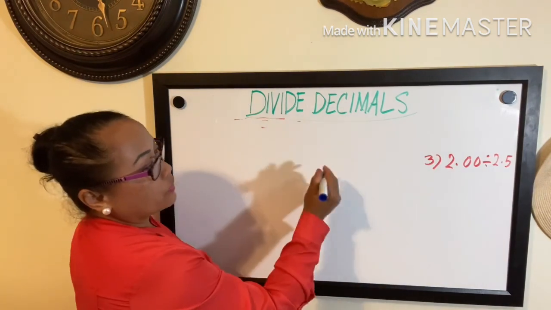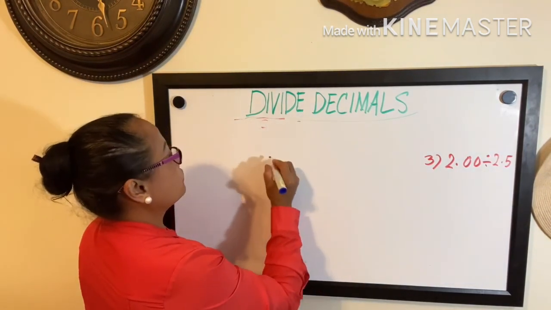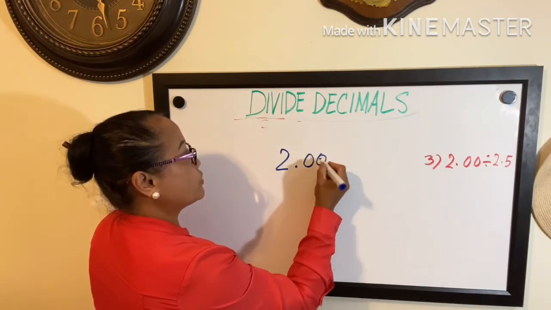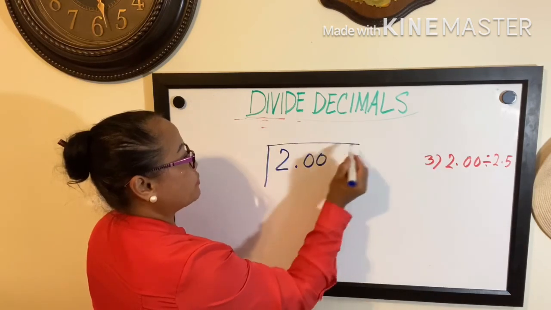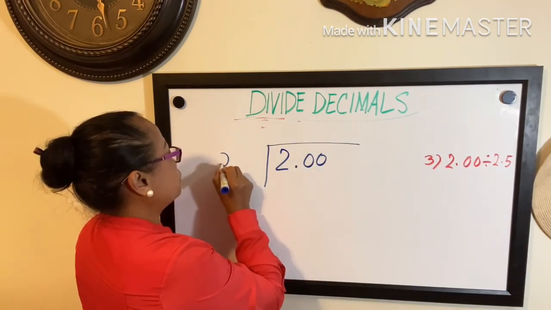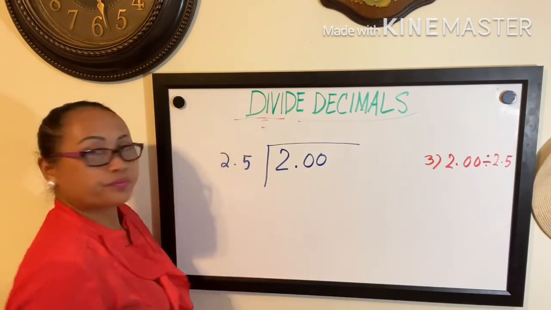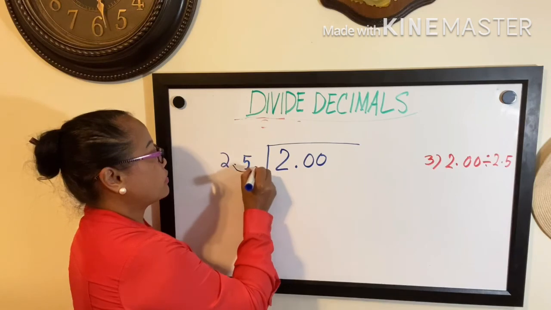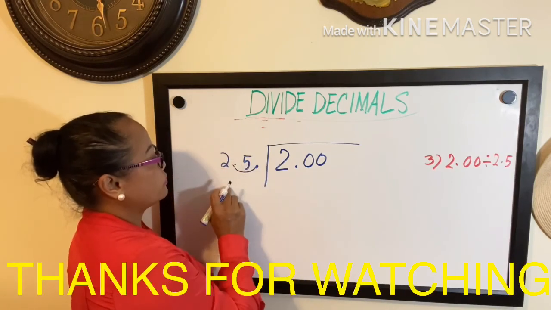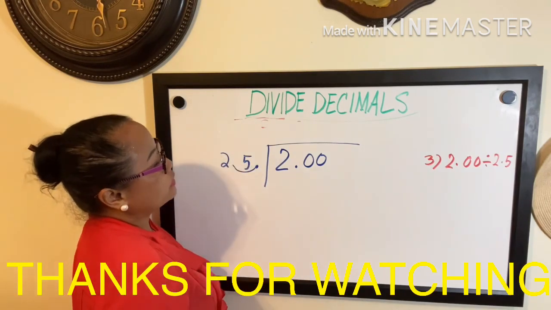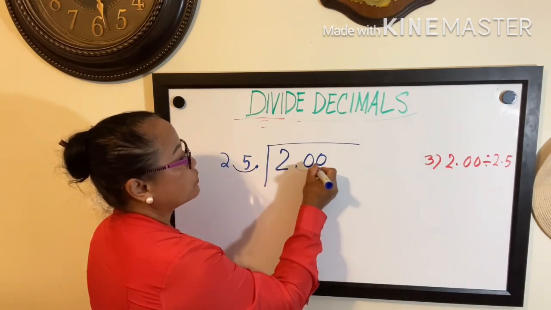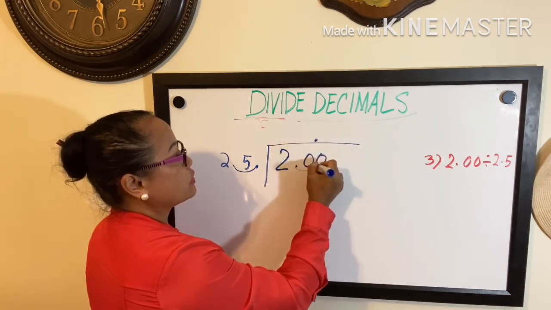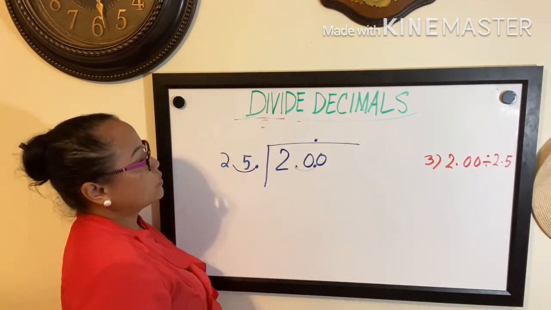Next, 2.00 divided by 2.5. Move the decimal point here, so it's here now. Then move 1 here too. So after moving, you have to put the decimal straight up here.